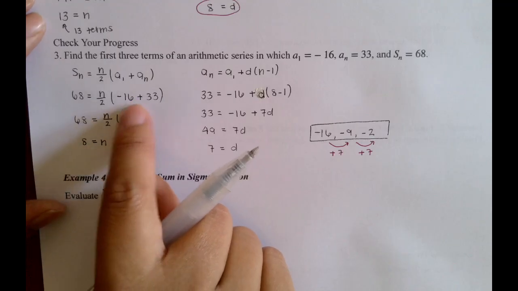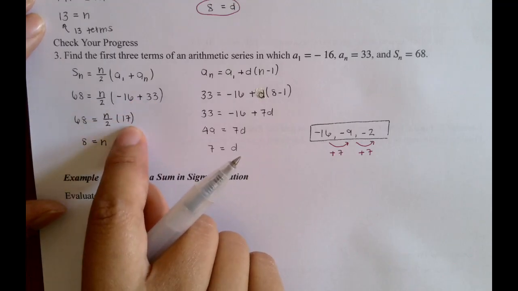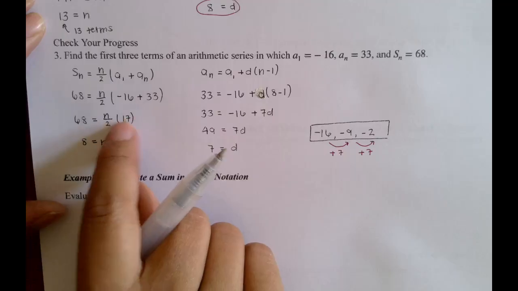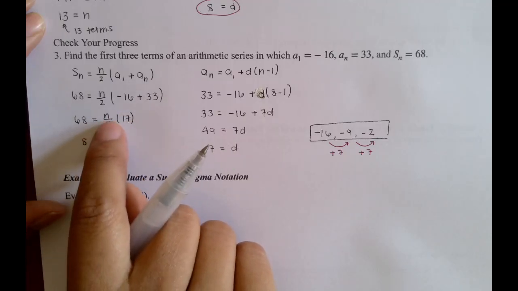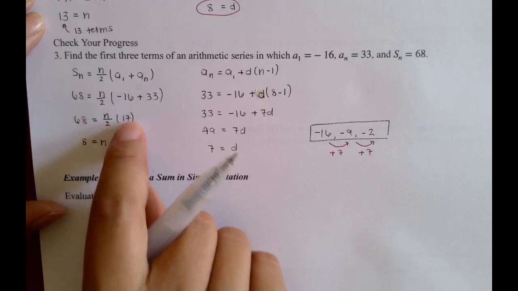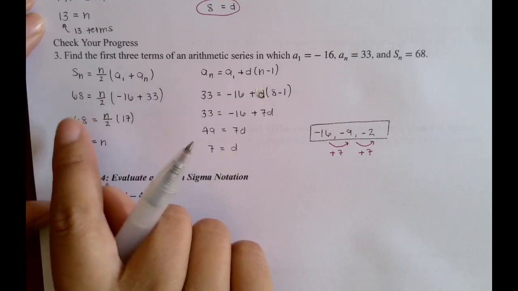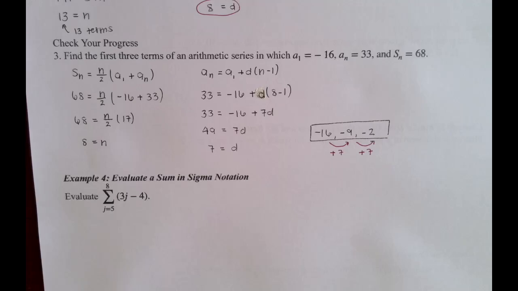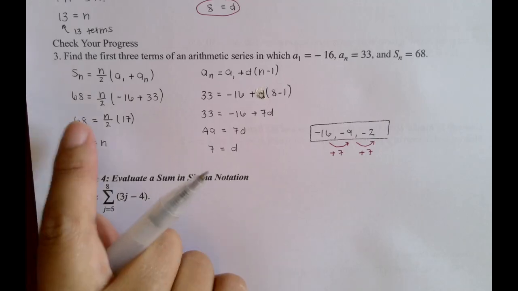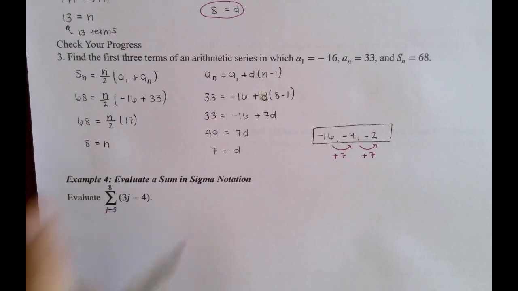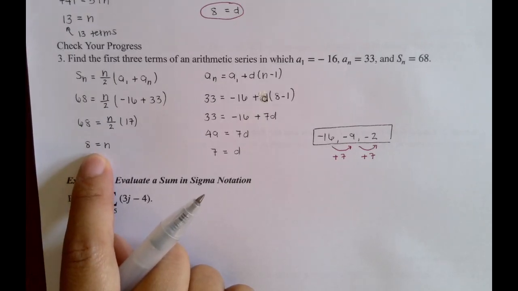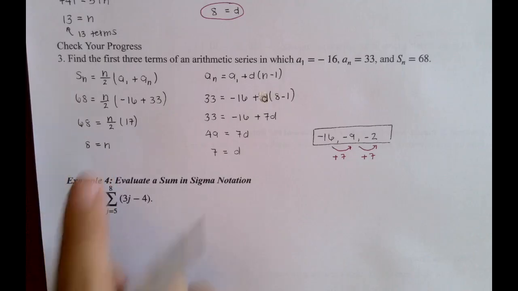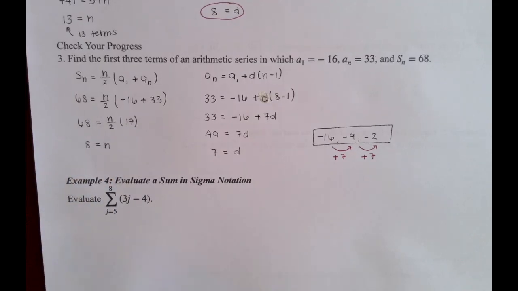Negative 16 plus 33 is 17. Because there wasn't an easy way to simplify that 17 over 2, I just got rid of the divide by 2 by times 2 on both sides, and got rid of the times 17 by dividing by 17 on both sides. So essentially it's times 2 divided by 17. So 68 times 2 and then divided by 17 is 8. That means there are 8 terms in my sequence. Then, to figure out how far each of them are apart from each other, I need to find the common difference.